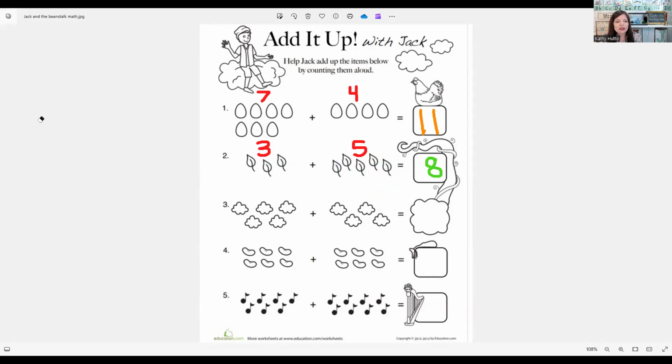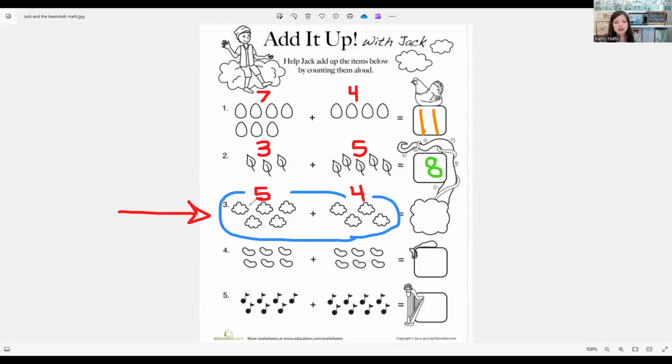Okay, Jack is going to climb up, up, up. The beanstalk is so high, it reaches to the clouds. 5 clouds here and 4 clouds here. What is 5 plus 4? Let's count all the clouds.